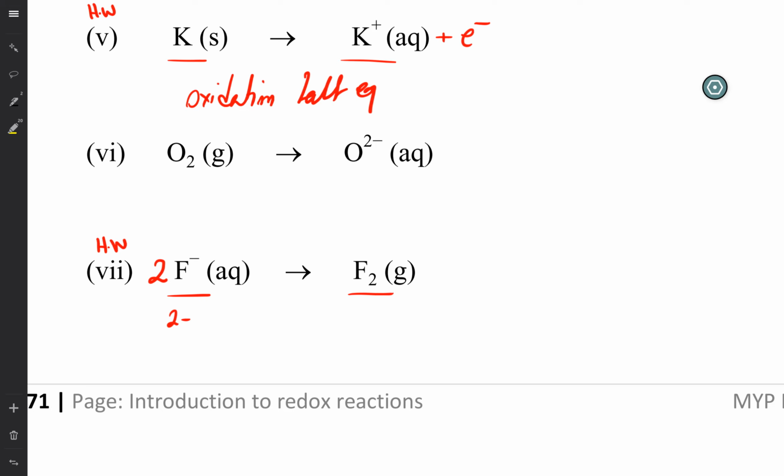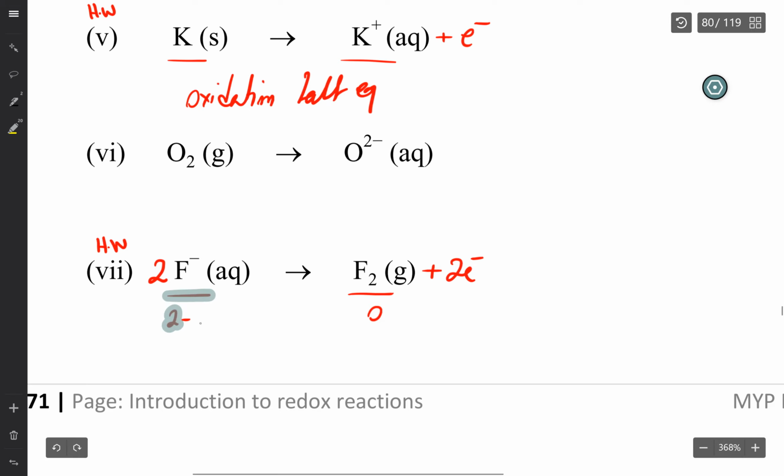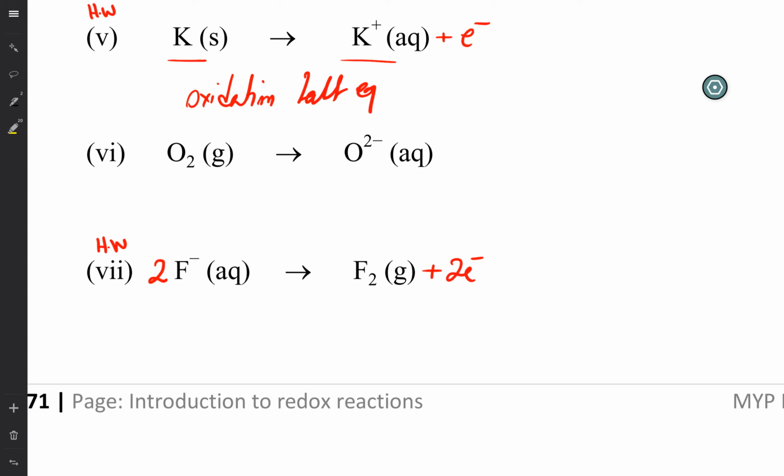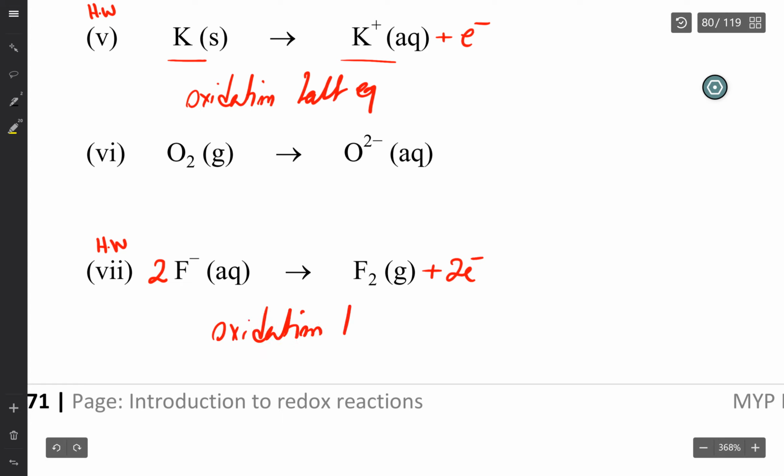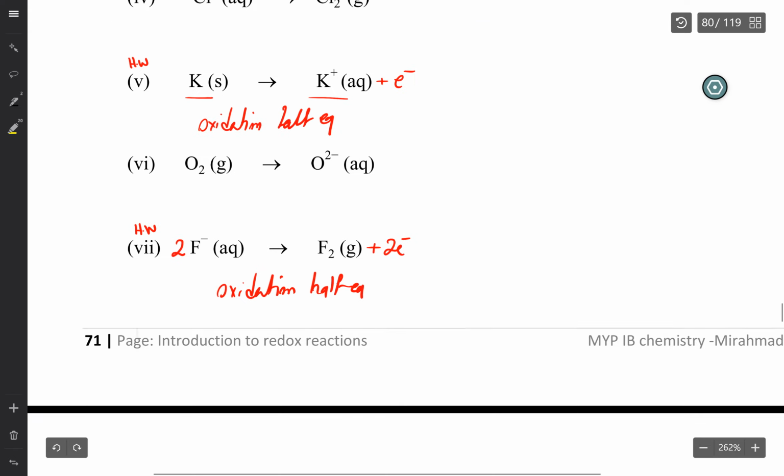Each one of them is -1. So the total charge at the left side is 2-. At the right side, it's neutral. So we add 2 electrons at the right side to balance the charge. So this is another oxidation half equation because the electron appears at the right side of the half equation. So this one is also an oxidation half equation. Okay, so let's move on to the next page.